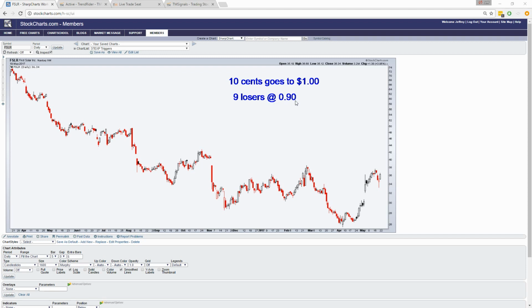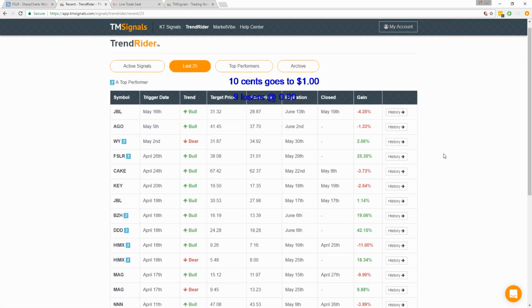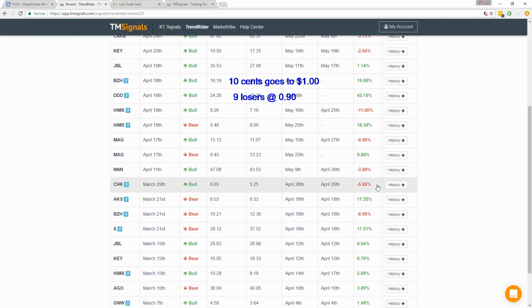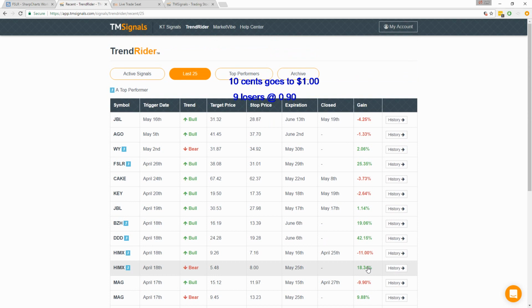Can't lose any more. Well, let's go take a look at the Trend Rider signals, right? In order for an option to go from 10 cents to $1, what do I need? I need the stock to go up at least 10%. A 10% move in most cases, not all, but most, is going to get me there. Let's look at the last 25 signals. There are 7 signals, and some of them are active now, but 60% of these signals have been winners, and there are 7 of these signals where the option price has appreciated by more than 10%.